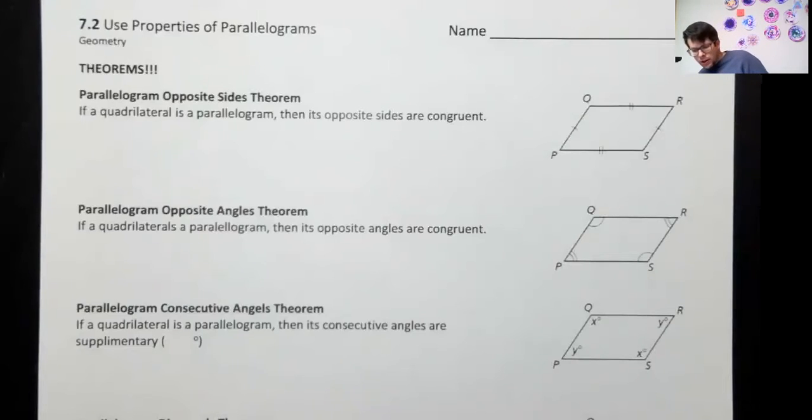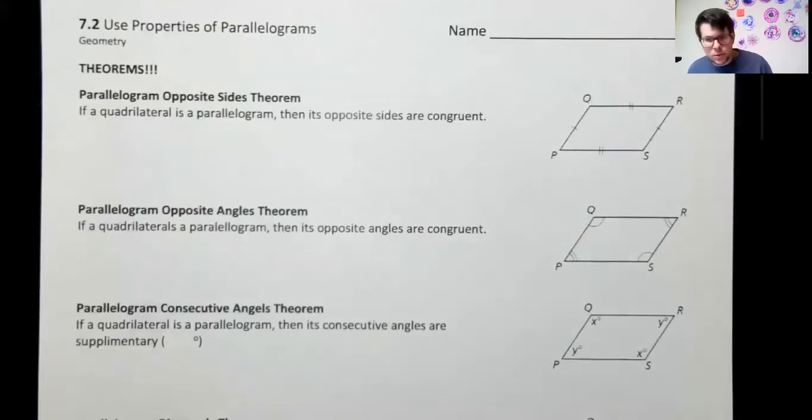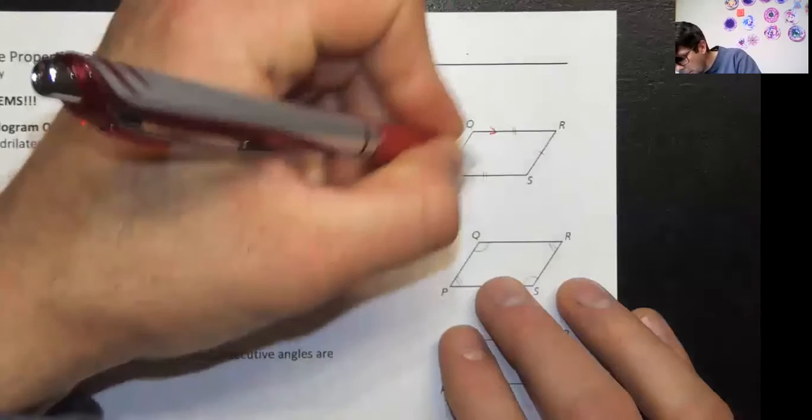So the first thing that we have right here is we've got a couple of theorems. And so we're going to use these to add some extra information about parallelograms that you might not have known before today. So our first one right here is called the parallelogram's opposite sides theorem. Basically this one is going to say that not only are these sides that we have in our parallelogram going to be parallel to each other?